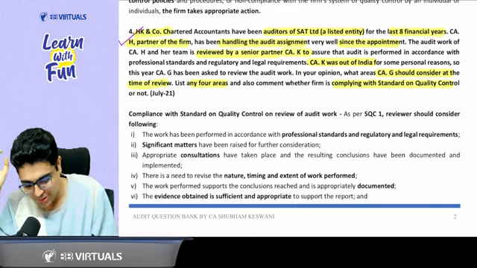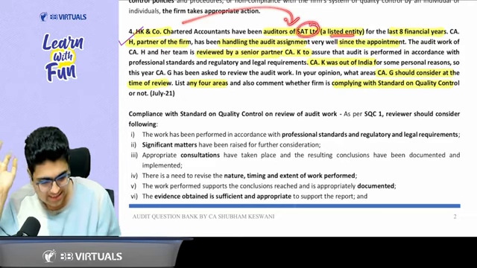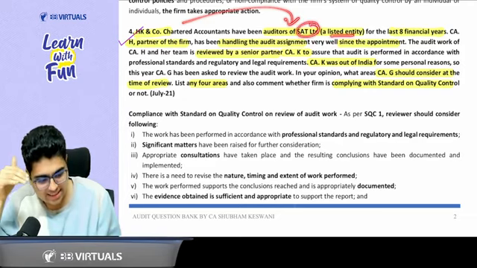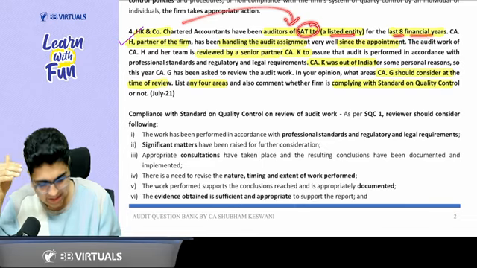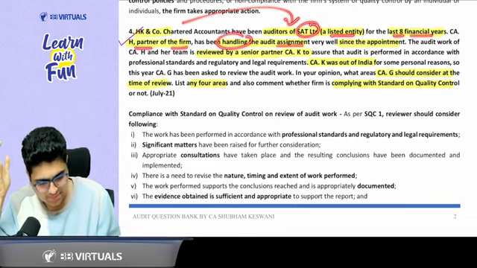Now come to question number 4. Question number 4 talks about HK and Company. HK and Company are the auditor of SET Limited, which is a listed entity. And they are auditing this listed entity for 8 financial years. H, the partner of the firm, is handling the audit assignment since the appointment.